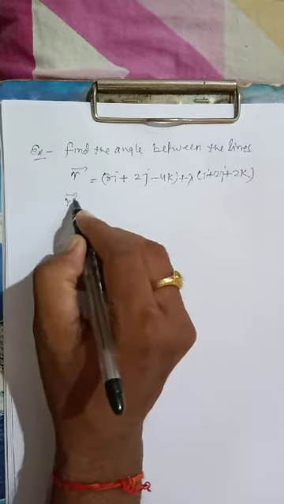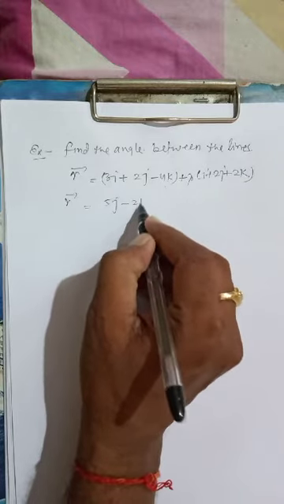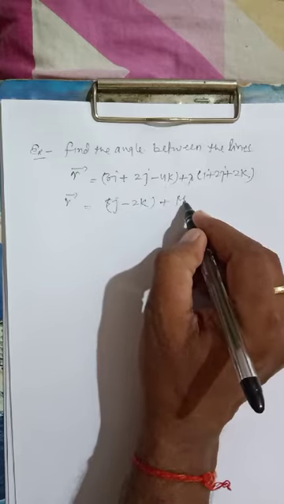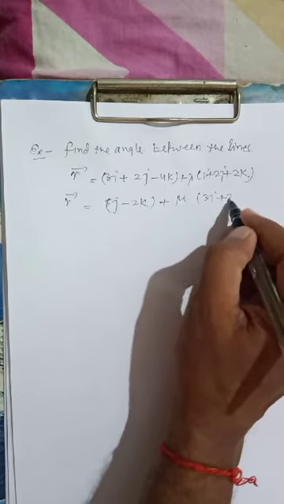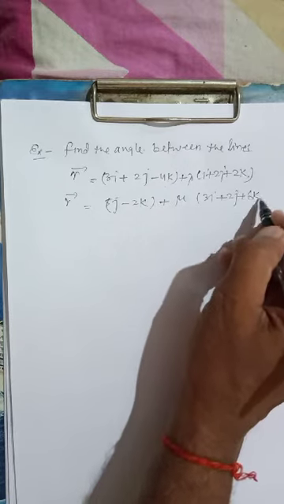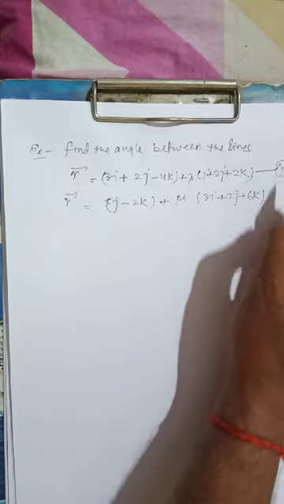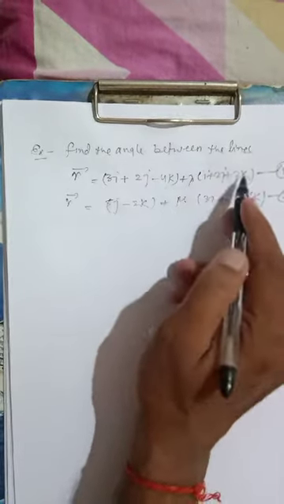Similarly, another line is given here. It is r vector equal to 5j minus 2k plus mu times of 3i plus 2j plus 6k. This is line 1 and this is line 2. We have to find out the angle between these two lines.